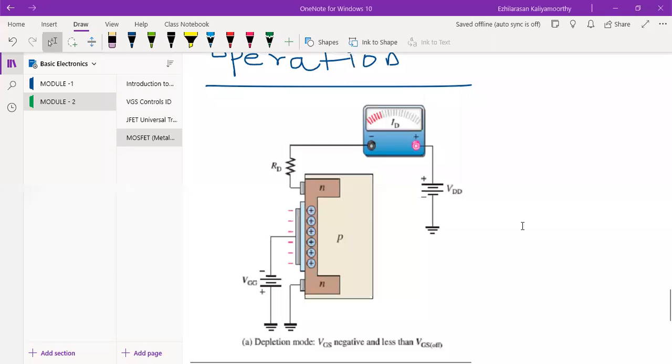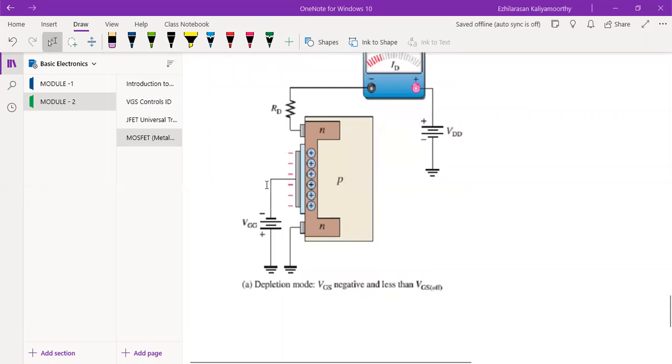Now let us see the operation of depletion MOSFET. Now, if the NMOS has to be worked in depletion mode, the gate terminal, see in this figure, should be at negative potential. So that is why we connected a negative terminal to the gate.